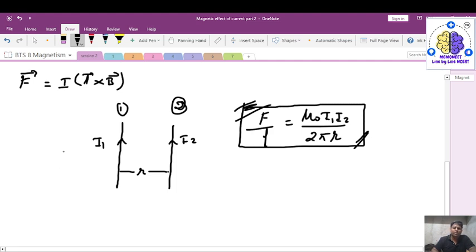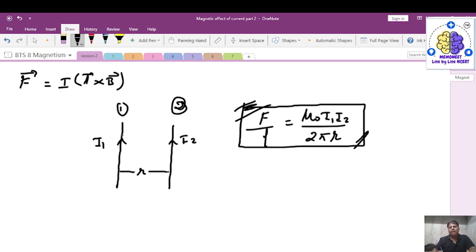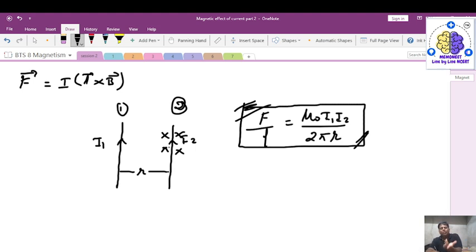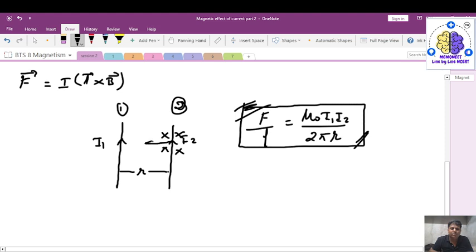Now, if I talk about the direction, consider the magnetic field because of the first conductor, experienced by the second conductor. The current flowing in the first conductor is in the upward direction. So using Maxwell's right hand thumb rule, the magnetic field experienced by the second conductor will be in the direction inside the plane of paper. Now, if the magnetic field is inside the plane of paper and the current flowing is in the upward direction, the force experienced will be to the left hand side, with the help of Fleming's left hand rule. So this will be the direction of force experienced by the second conductor.